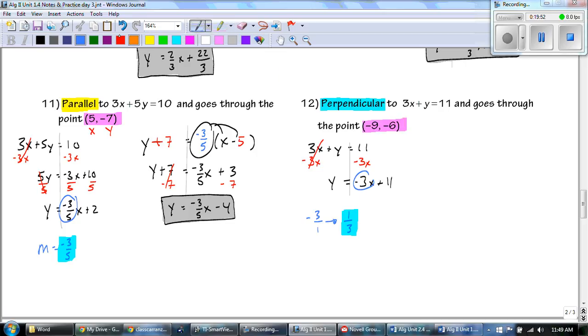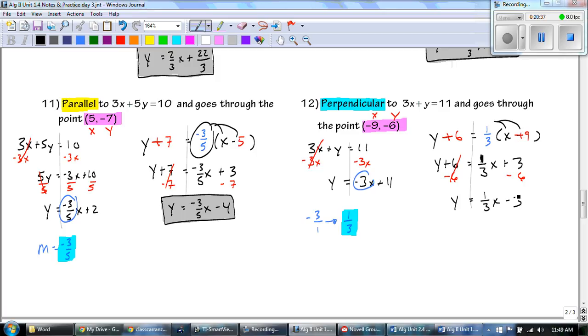So I take a look at my point. I know which one's my x and which one's my y. And then I'm just going to plug in my slope first, 1/3, and then the 6 and the 9. Okay, so we're going to distribute the 1/3. So I get 1/3 x. Sorry, let's make that look like a 1. And 1/3 of 9 is actually 3. Subtract the 6 from both sides, and we get y equals 1/3 x minus 3.